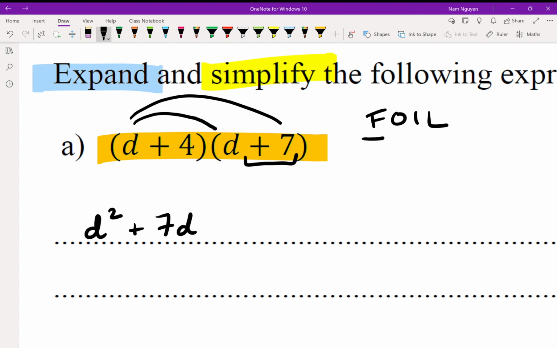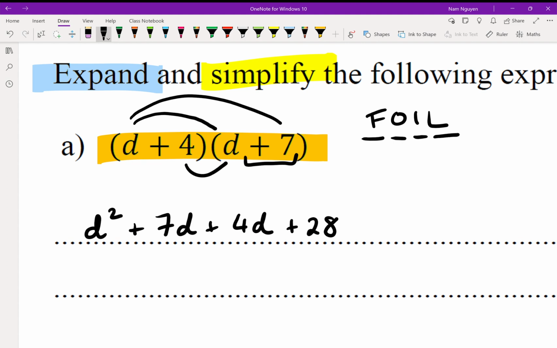Boom. Alright. The I, which means inside terms, are these two here. Now that's positive 4 times positive D, which means, well, if I've got a thing that I don't know, and I've got 4 of them, that's basically all I can do. But yes. And then 4 times 7, 28. Okay? So that's the expanding part.